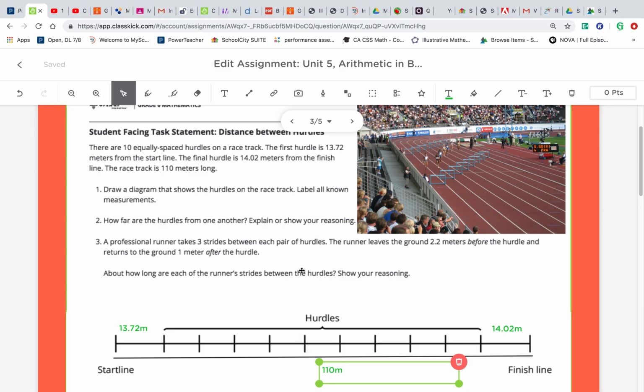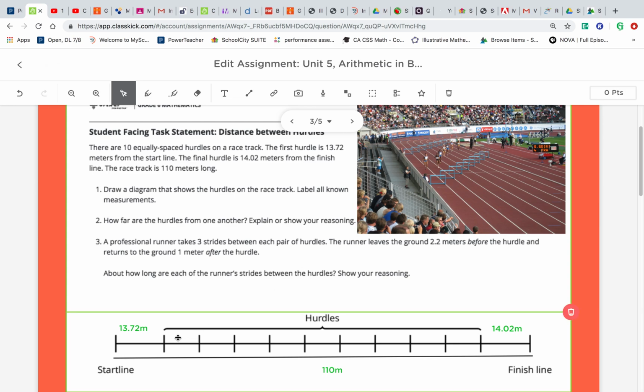Okay, so that's the entire thing. If the entire thing is 110 meters, and we're going to see how far it is between the hurdles, we first need to know how far this is, because there's 10 hurdles through here. If we can figure out how far this is, then we can divide it up by however many segments there are. As it turns out, if there's 10 hurdles, there's actually 1, 2, 3, 4, 5, 6, 7, 8, 9 segments or sections.